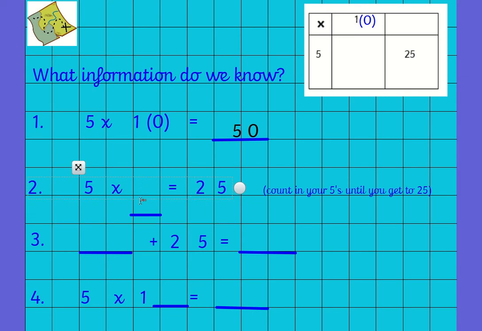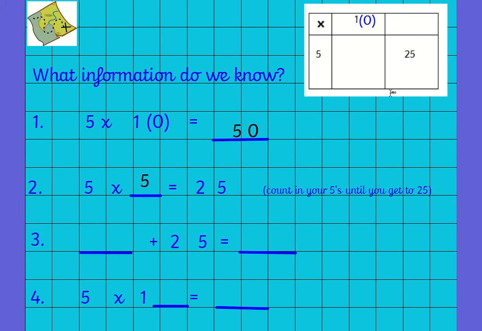Okay, so 5 times something equals 25. Let's count in our 5s till we get to 25. 5, 10, 15, 20, 25. I've counted 5 times. I'm sure you have too. That does not want to go where it should go. There we go. Okay. So that goes in there, doesn't it?